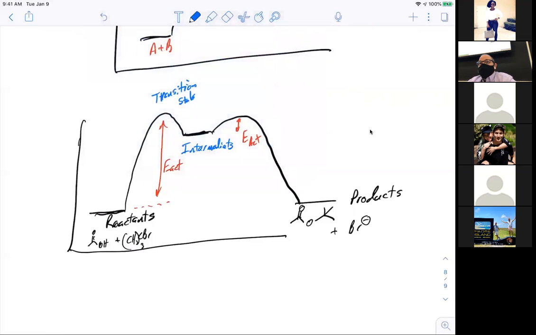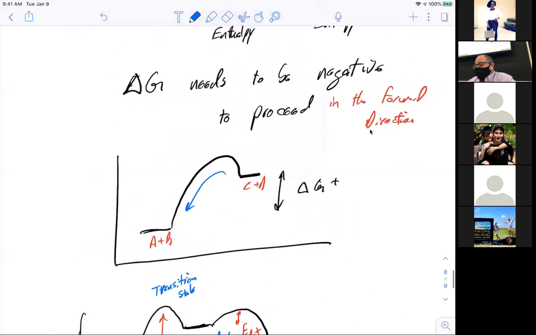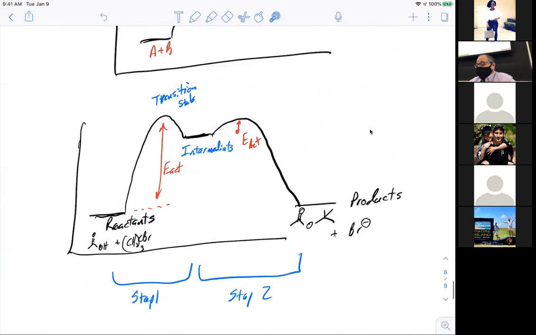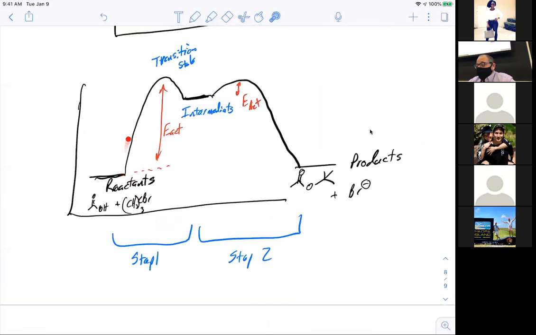So from this, I've got 2 steps, step 1 and step 2. In the previous example, this was my concerted reaction. In a concerted reaction, how many steps are there? Well, there's only one. It's concerted. It all happens at one time. This is boom, boom, done. Here I've got 2 steps. So I go from reactants through my transition state to my intermediates. Then I go through another transition state to my products. So step 1 and step 2.